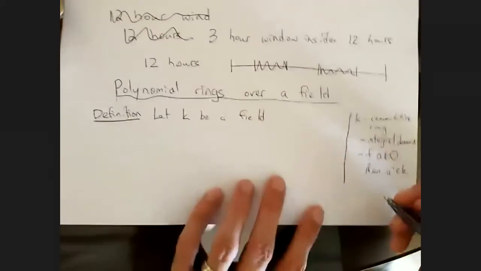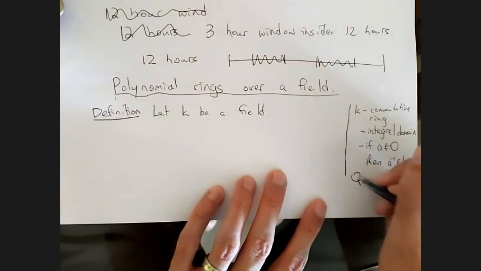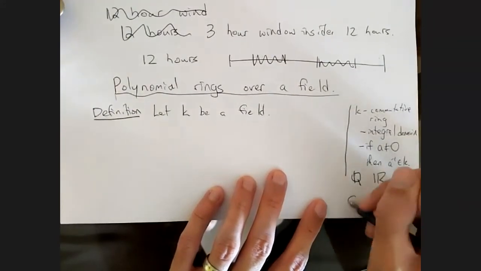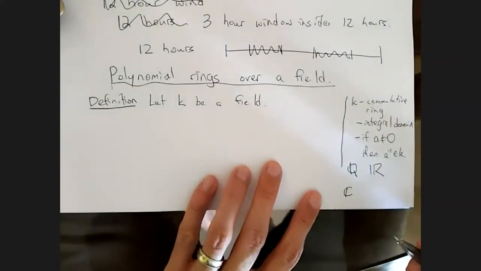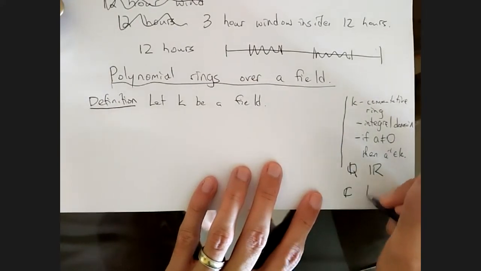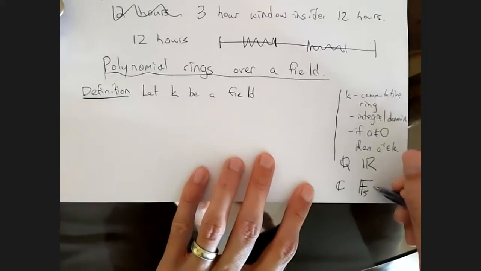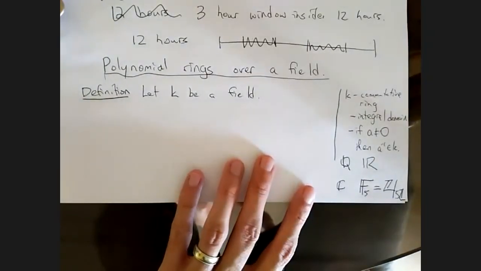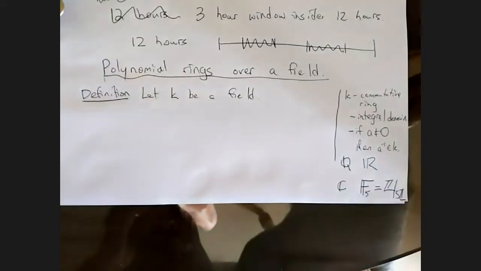For example, there's a bunch of fields: the rational numbers, the real numbers, the complex numbers, and what's another idea? You also have the finite field with 5 elements, for example, which is just another name for the integers mod 5. So the integers mod 5 are a field. Everything that's non-zero has an inverse.